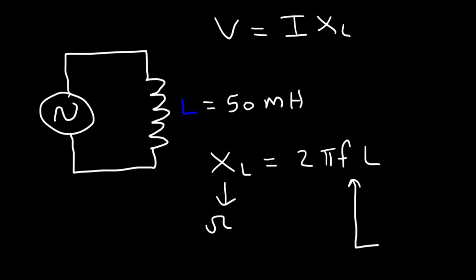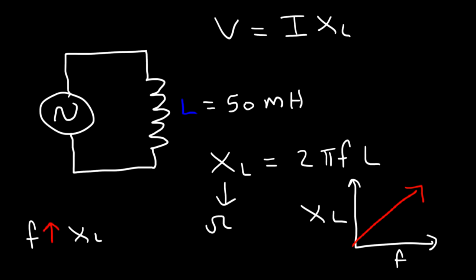If you were to plot a graph between the frequency and the inductive reactance, these two are directly related. As the frequency increases, the inductive reactance increases as well. So when F goes up, XL goes up. And as the inductive reactance goes up, the current in the circuit decreases. Current and inductive reactance are inversely related. So high frequency AC signals will yield less current in the circuit, and low frequency signals could pass more current in the circuit.